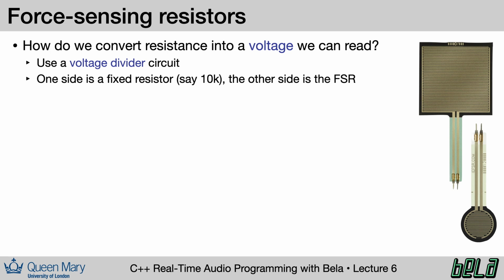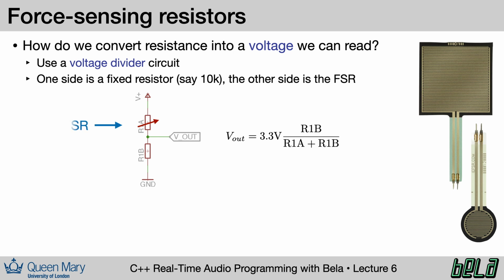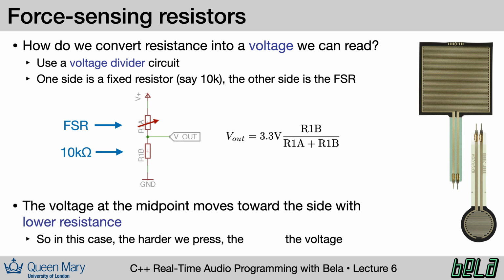What we're going to do is use the FSR together with another resistor which has a fixed value, say 10 kiloohms, and we're going to use these as each side of the voltage divider. Here's the circuit that we need to build. The top side is the FSR. The little arrow through the resistor means that it has a variable resistance. And then the bottom half is the 10K resistor. And we can calculate the output voltage using exactly the same formula that we saw before.